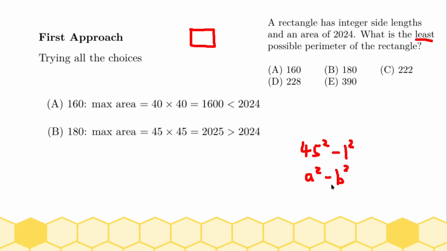1 is just 1 squared. So if we have a plus b and a minus b, that would give us 2024. And so a plus b is 46, a minus b would be 44. And 44 times 46 is 2024. And so we've solved this problem with our first approach. The answer is simply B, 180.